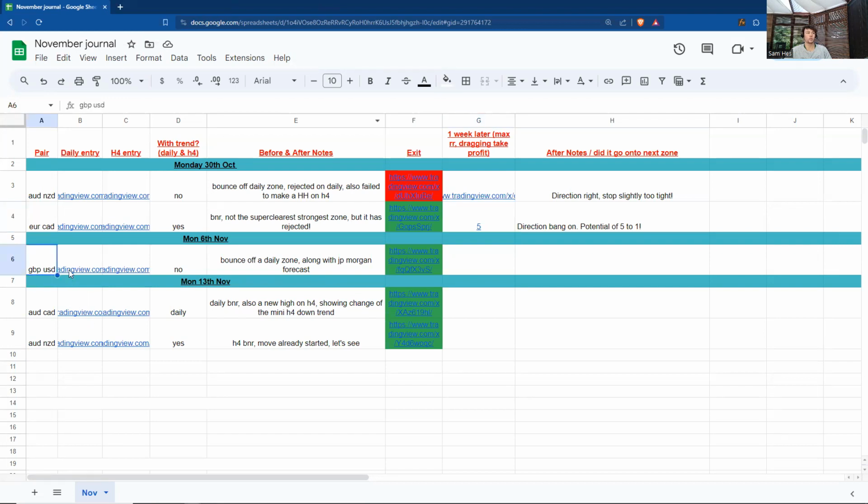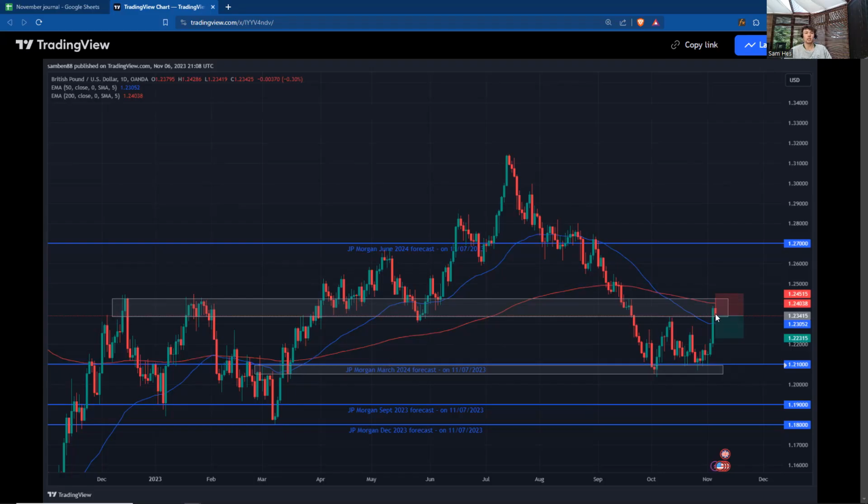Okay, the next trade was GU, which a lot of you took, I believe, in Telegram, which was great. So we can see it actually wasn't with the daily or H4 trend. And the reason for taking was that it bounced off a daily zone along with the JP Morgan forecast. So JP Morgan, if you don't know, they're a big bank, and they've put out some forecasts halfway through the year of where they believe price to go on certain Forex pairs, mainly the majors, over the next 6 to 12 months. So here on the daily, you can see it's rejecting and bouncing off the zone.